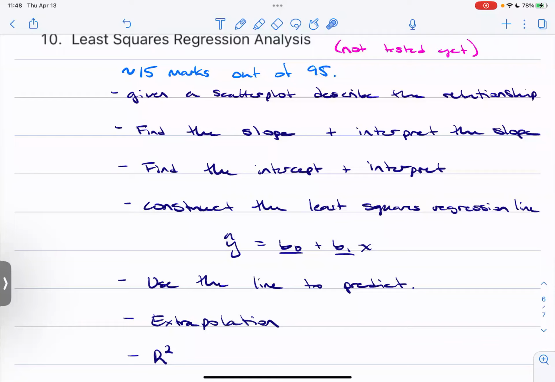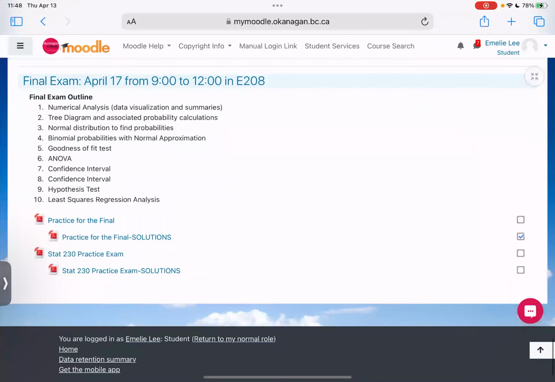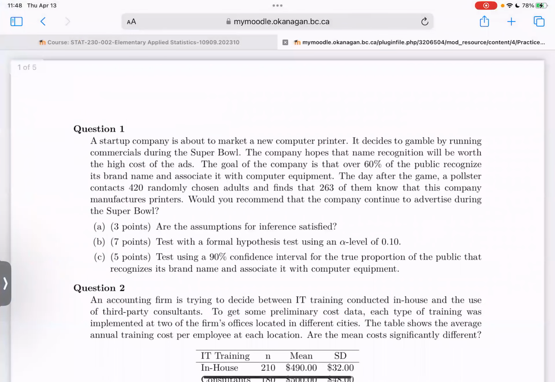Okay. Let me go back to our Moodle page. So I did post my practice for the final. Confession time, there's a heavy focus on those inference questions, those 3, the confidence intervals and the hypothesis testing on here, because that's what I want you to focus on, right? The other ones, you can find practice problems because you know what to look for, right?